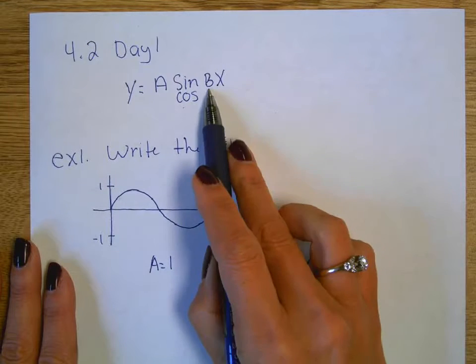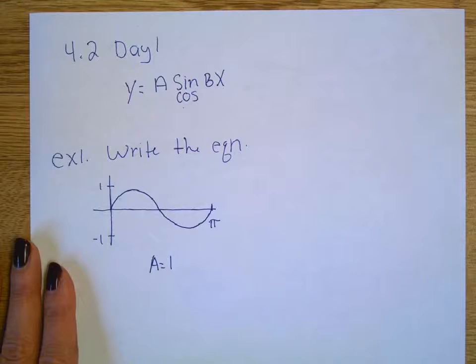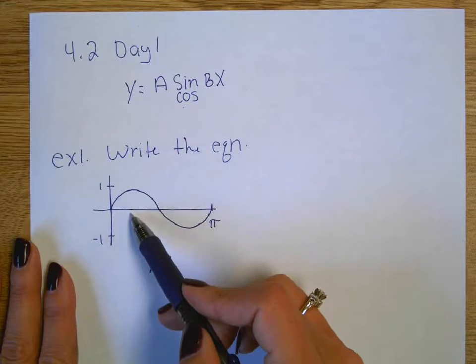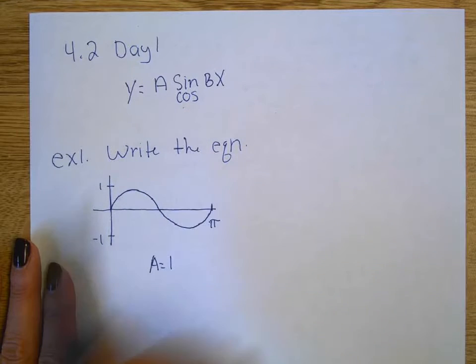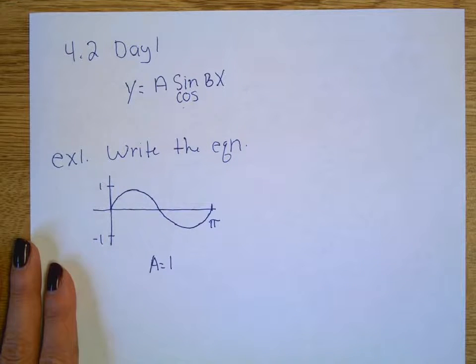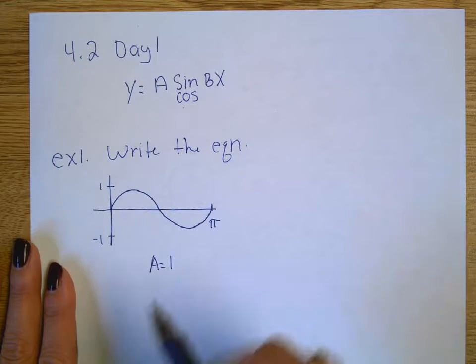Now we've got to figure out the B. Wait, I thought you were going to put A. I didn't put amplitude. I said A. So the A, the distance, is a 1. I'm not saying amplitude. I'm saying what A is going to be when I write my equation. Okay. All right, I need to figure out the B.